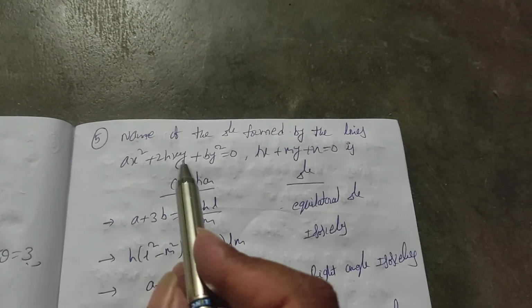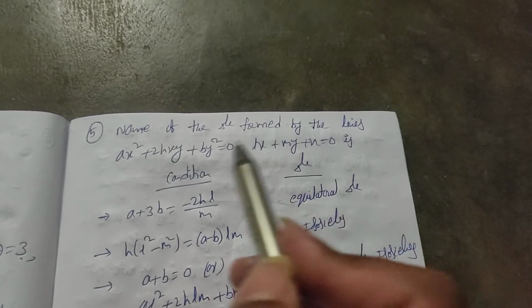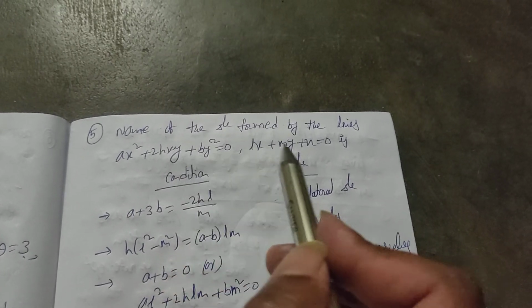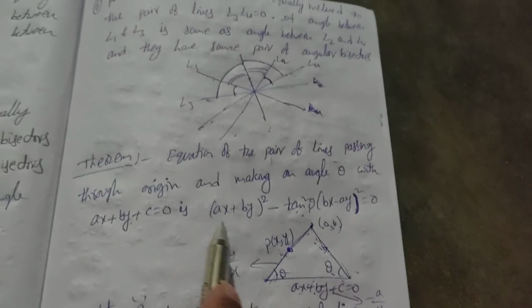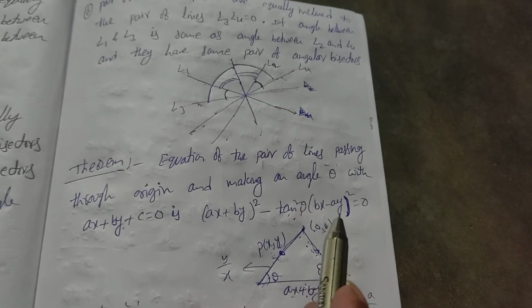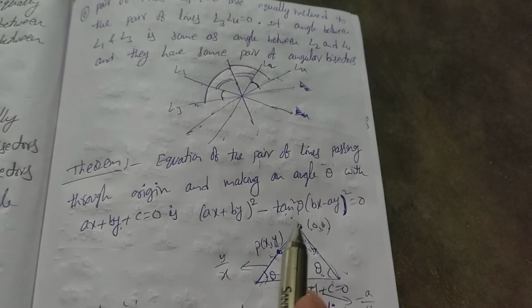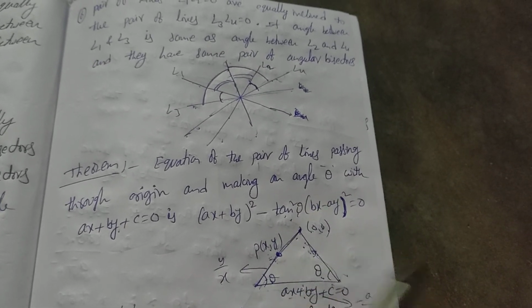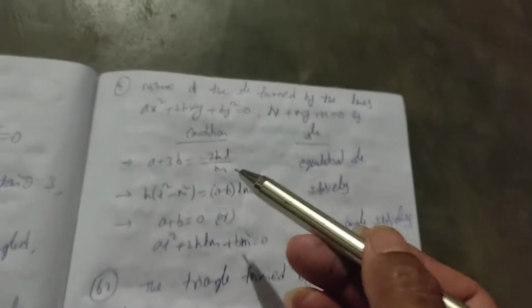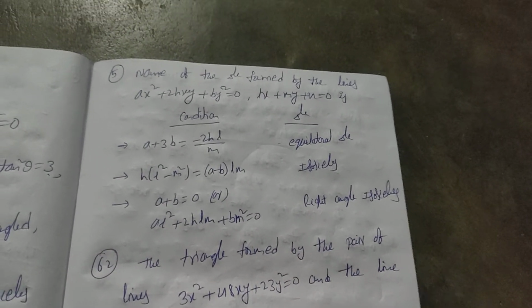My dear students, without writing, for suppose ax² + 2hxy + by² = 0 and lx + my + n = 0. This is a pair of straight lines and this is a line. So without writing (ax + by)² − tan²θ (bx − ay)² = 0, to say whether the triangle is isosceles or equilateral or right-angled isosceles, we have some conditions. If you follow these conditions also, we can say it is equilateral or isosceles, or right-angle isosceles.